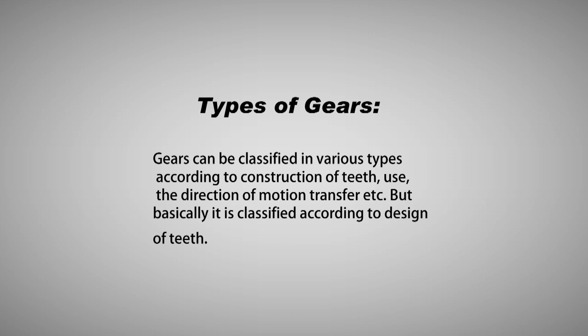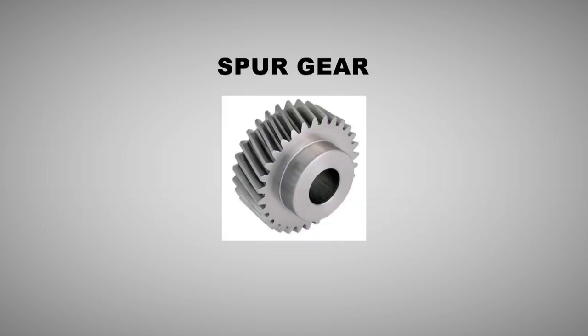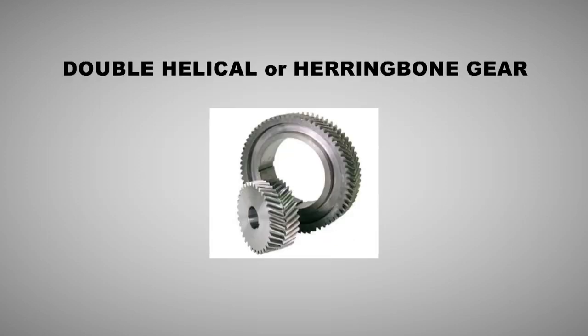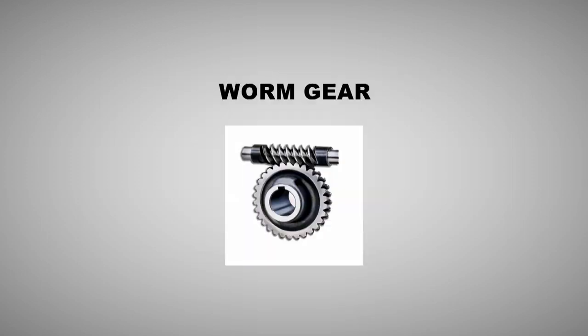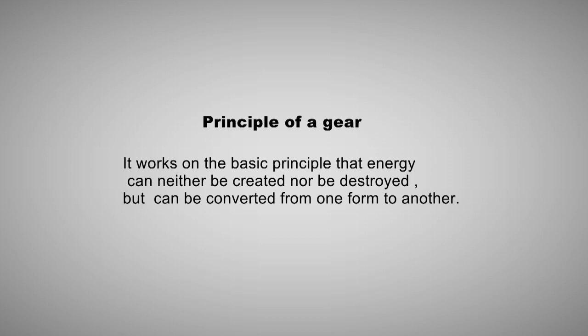There are many types of gears, and they are classified on the basis of construction of teeth, use, and direction of motion transfer. But basically, it is classified according to the design of teeth. The different kinds of gears are the spur gear, helical gear, double helical or herringbone gear, bevel gear, rack and pinion gear, and worm gear. Now, let us know the principle of a gear.